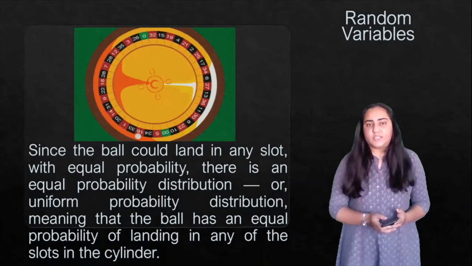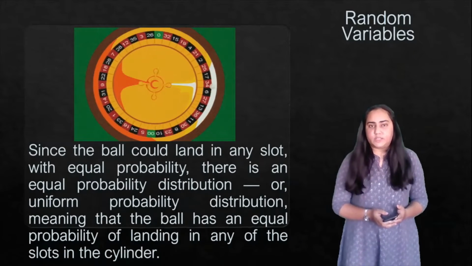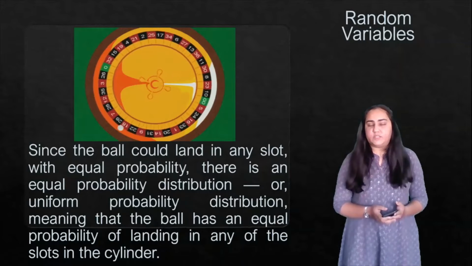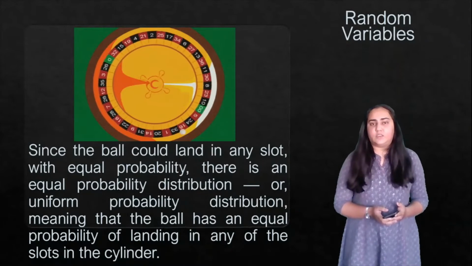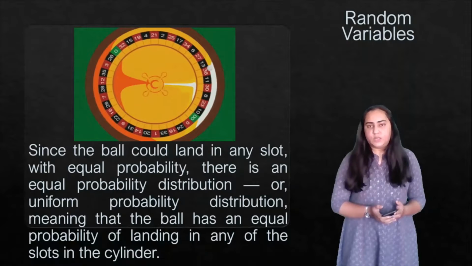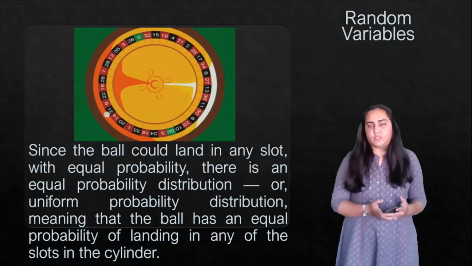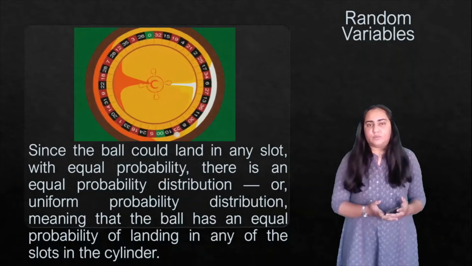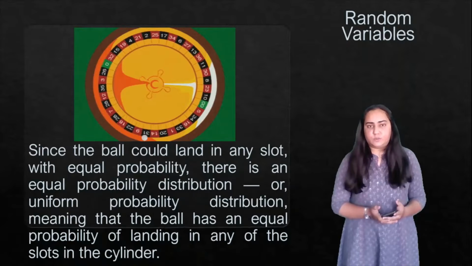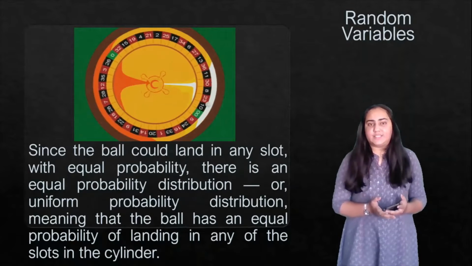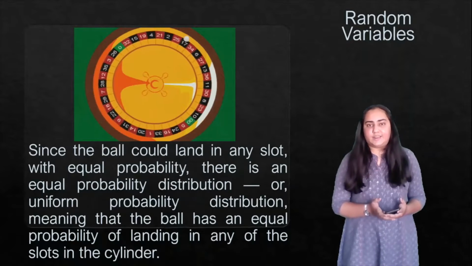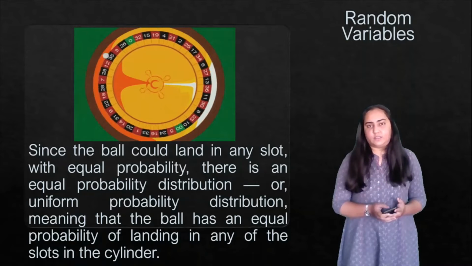Since the ball could land in any slot with equal probability, there is an equal probability distribution, which is also known as a uniform probability distribution. And you'll learn a little bit more about it as I proceed with this video and explain to you some probability distributions. But in general, uniform probability distribution means the ball has an equal probability of landing in any of the slots in the cylinder.